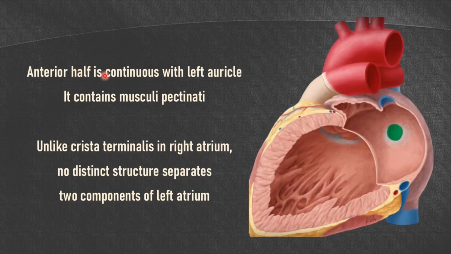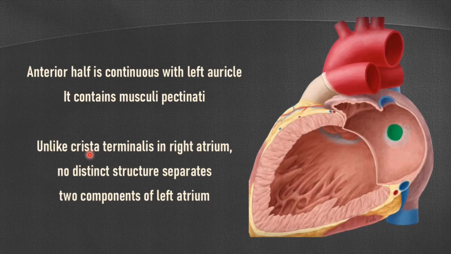Now the anterior half is continuous with the left auricle. This is the anterior half, which is partly removed, and it is continuous with the left auricle. Similar to the right auricle, this is an extra extension of the left atrium, a tongue-like or ear-like projection, and it overlaps the pulmonary trunk. You can see this is the pulmonary trunk. That is why it is called an auricle, because it is an ear-like projection, and this is a common site for thrombosis.